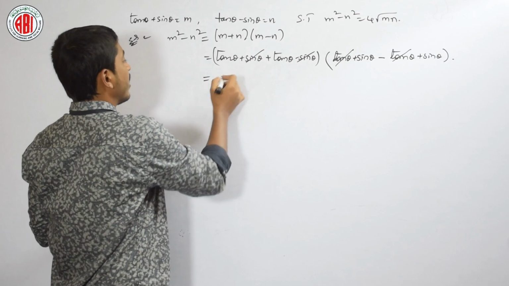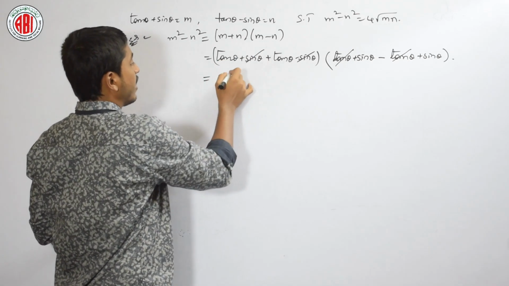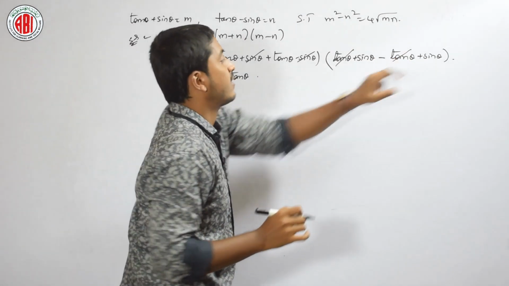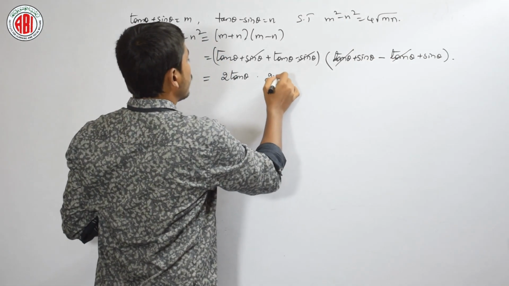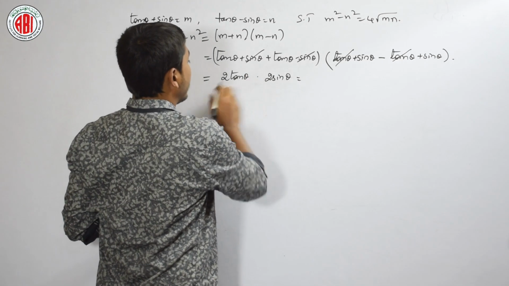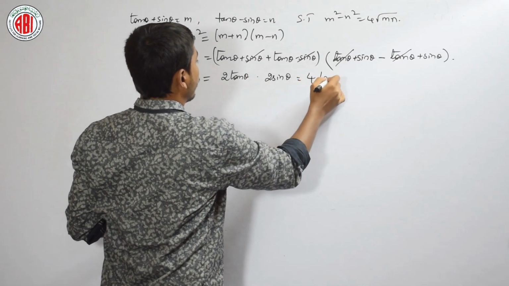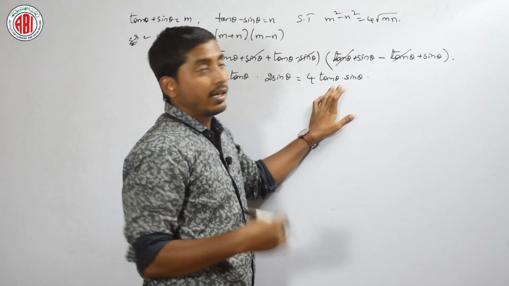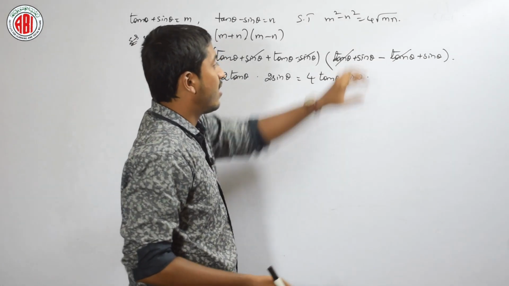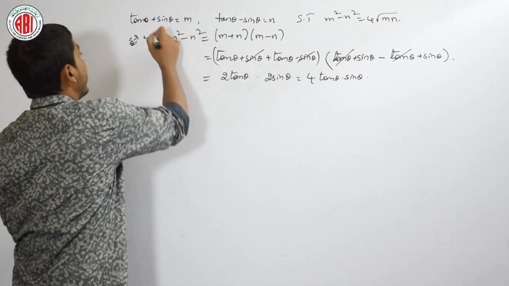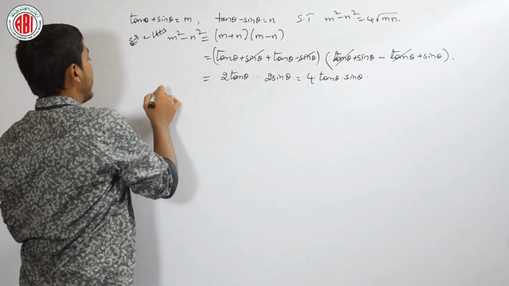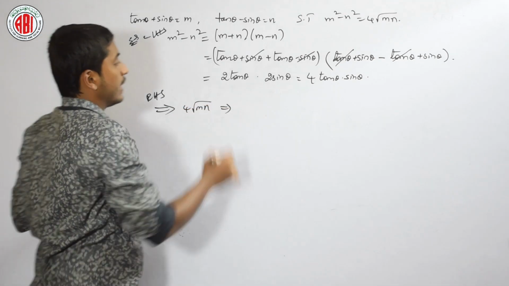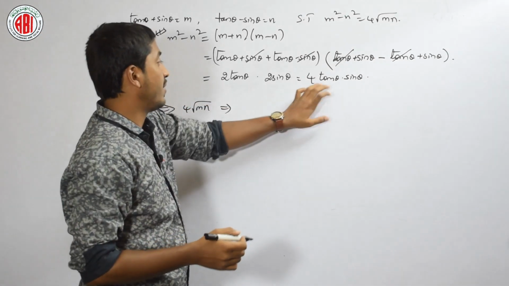Tan plus tan, what is it? 2 tan theta, into sine plus sine, which is nothing but 2 sine theta, which is nothing but 2 into 2 is 4 tan theta into sine theta. Is it clear? Now let us simplify this, or let us take this RHS. Here it is LHS. Now let us take RHS, that is 4 root mn. Let us check whether we are getting the same thing or not.